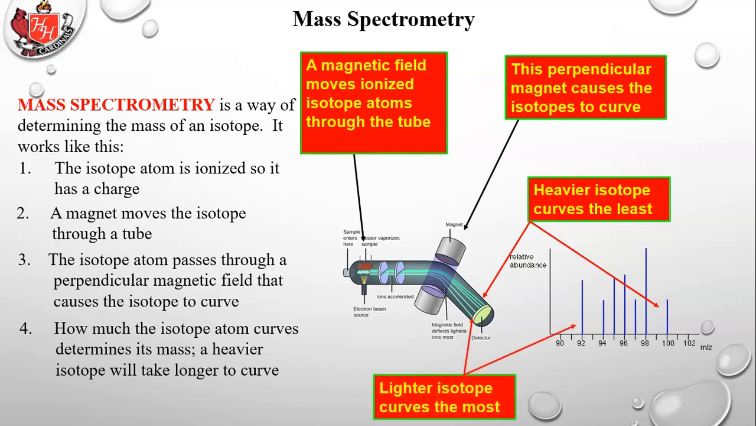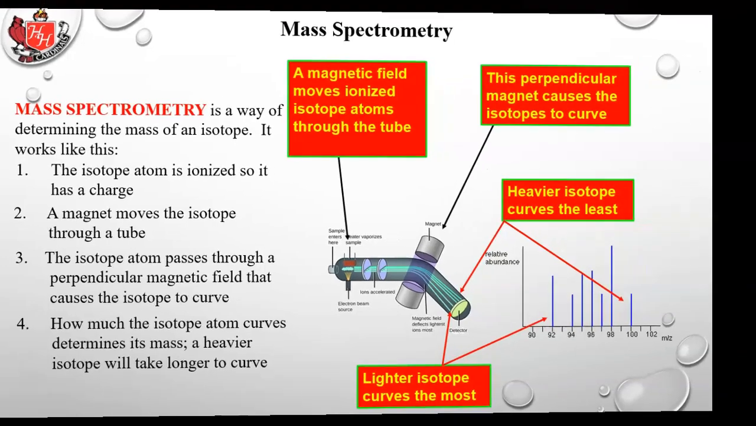The lighter isotope curves the most. So it goes through that perpendicular magnet, and it can turn faster. It's like the motorcycle. So it's going to hit the bottom of the detector, and it will show up on the left side of the graph. So 92 is the lightest of all those isotopes. So that's how mass spectrometry works.